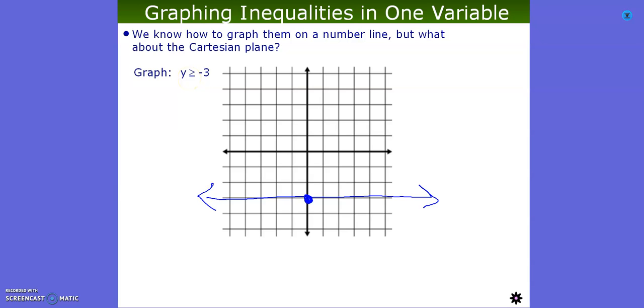Now, where are the values greater than or equal to -3? Well, think of your y-axis as a number line. Here's -3, there's -2, -1, 0. Where are all the numbers that are greater than -3? They're above the line. Super. Shade it. Shade above.